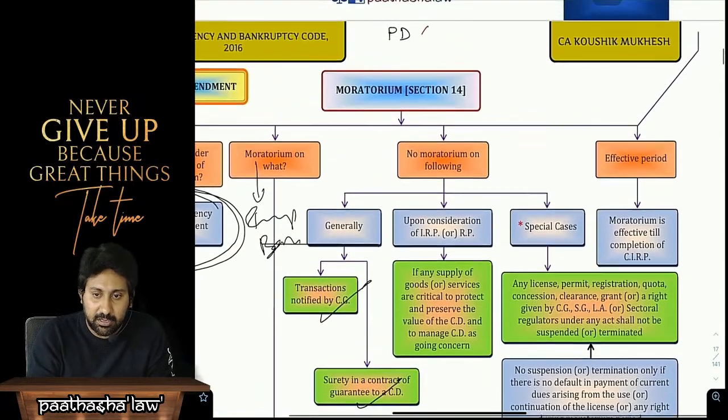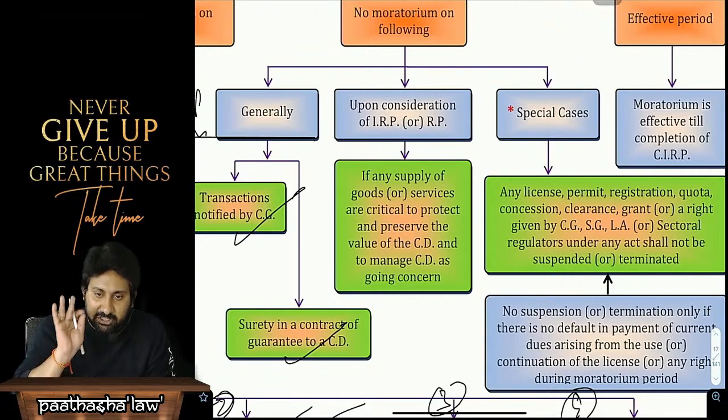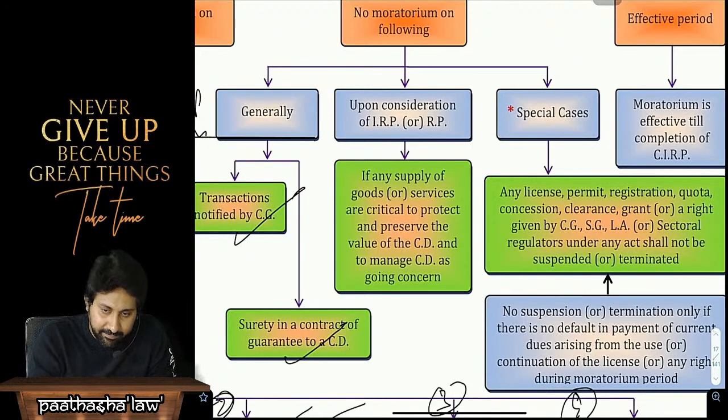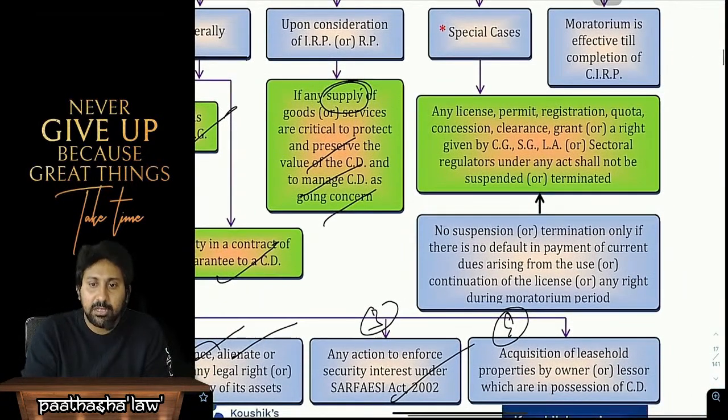Okay. Next, upon consideration of IRP or RP, first point: even though moratorium is there, supply of essential goods and services will not be stopped, because the going concern should not be affected. Okay. Special cases.